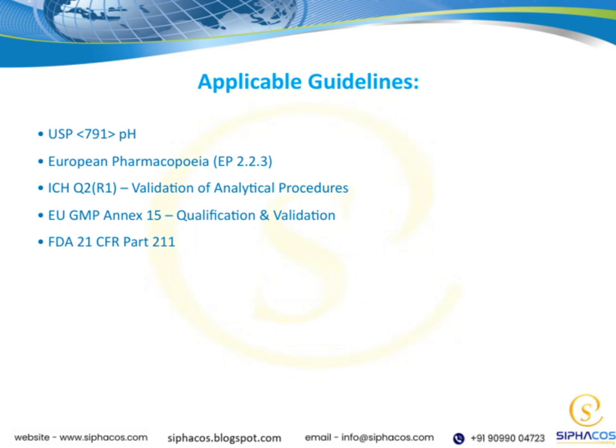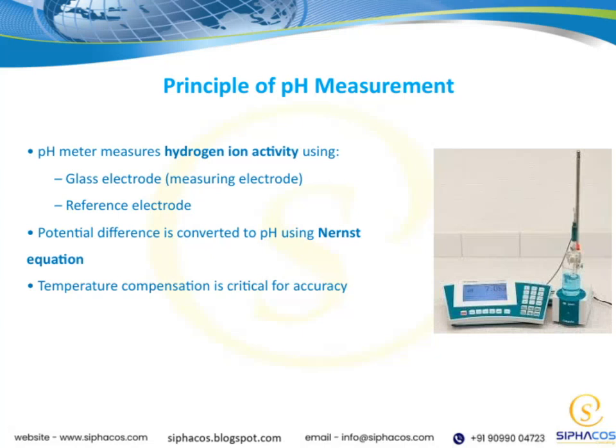Connecting all these, it's clear that compliance with these guidelines is essential for ensuring product quality, safety, and efficacy across different regions. They form the backbone of our validation and quality assurance processes, aligning with our overall commitment to excellence in pharmaceutical manufacturing. Let's take a closer look at the principle of pH measurement.